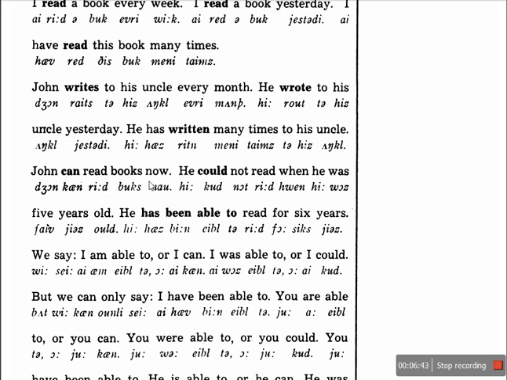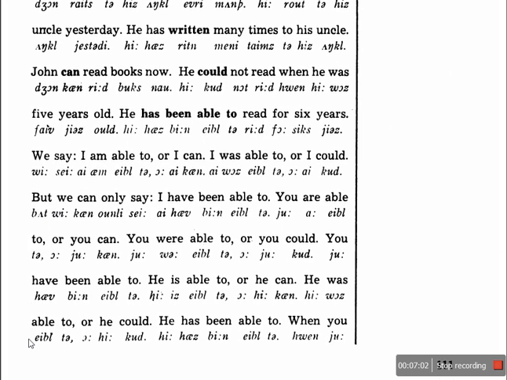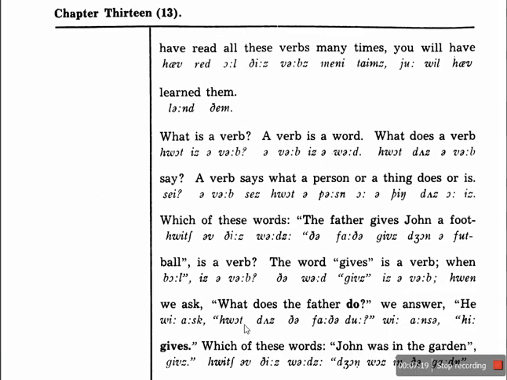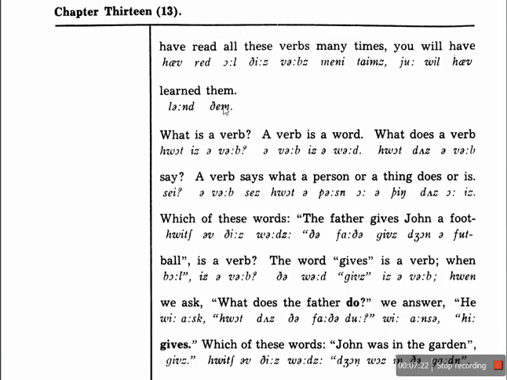John can read books now. He could not read when he was 5 years old. He has been able to read for 6 years. We say I am able to or I can. I was able to or I could. But we can only say I have been able to. You are able to or you can. You were able to or you could. You have been able to. He is able to or he can. He was able to or he could. He has been able to. When you have read all these verbs many times, you will have learned them.